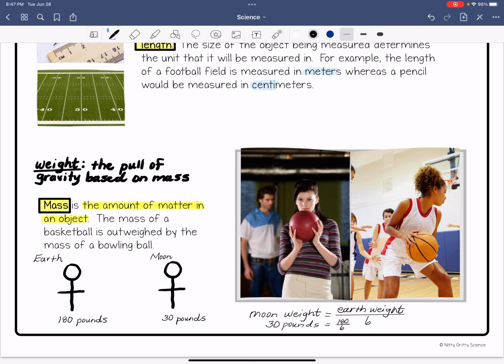But here's my question to you. We know the weight is different on the Earth and the moon. Is the mass different on the Earth than it is on the moon? And the answer to that is no. Because Neil Armstrong was the same man.